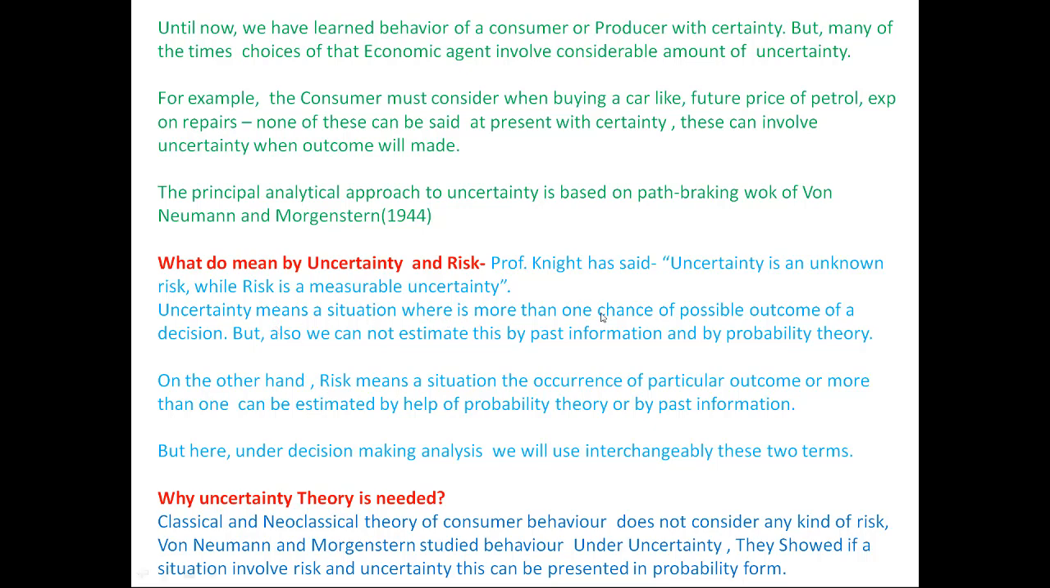Uncertainty means a situation where there is more than one possible outcome of a decision. We cannot say this will happen or that will happen, whatever may happen. There are more than one chances. But one more thing is that we cannot estimate it by past information and by probability theory. If we estimate by past information or by probability theory, then it will basically be risk. And risk means a situation that is measured by probability or by past information.